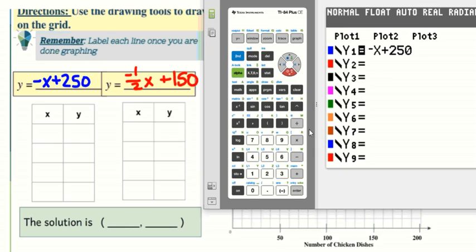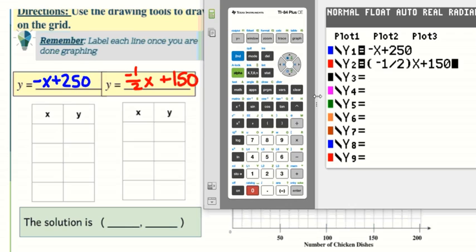Now, because it has a fraction, we can enter this in two different ways. The first way is by putting our fraction in parentheses, negative 1 divided by 2, and closing the parentheses. Then we can continue on with the rest of our equation, x plus 150.